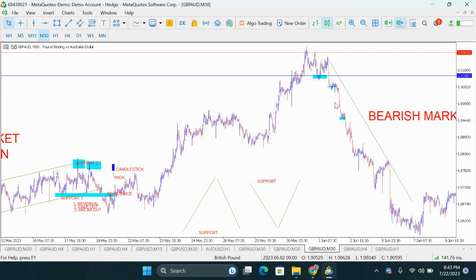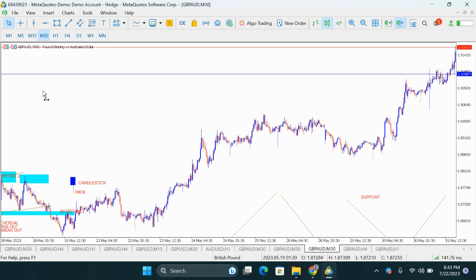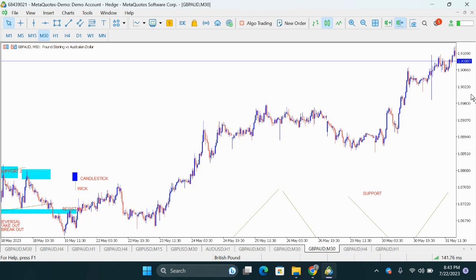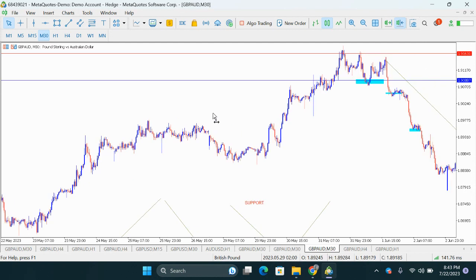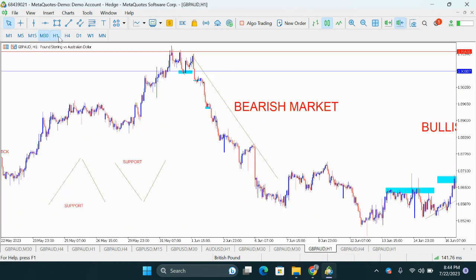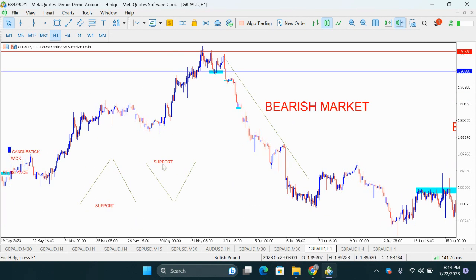So this is it. I hope you guys can see my screen, please. All right. So I said support is like this. So this is support, this is support. So it is forming an A or V, you understand? Which is very sharp at the edge.